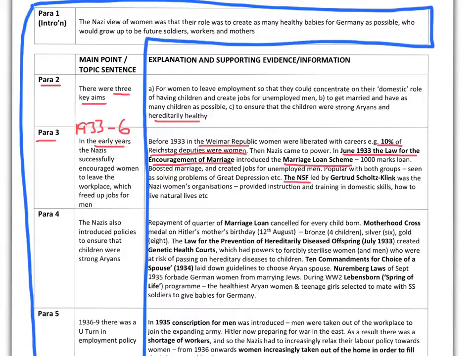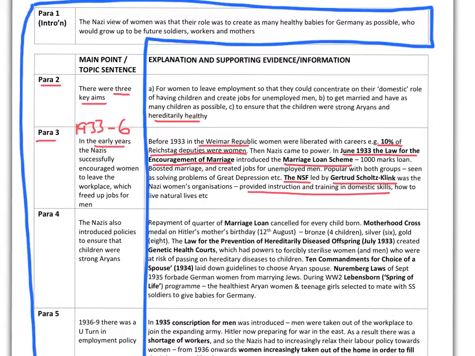The NSF, the National Socialist Frauenschaft, but just say the NSF, learn that, was the Nazi women's organisation that trained women in domestic skills. About 6,000 women belonged to it. It was led by a woman, Gertrude Scholz-Klink. A bit of a mouthful that, but if you can learn that name, that will impress the examiners. It's certainly not mentioned in the textbooks.